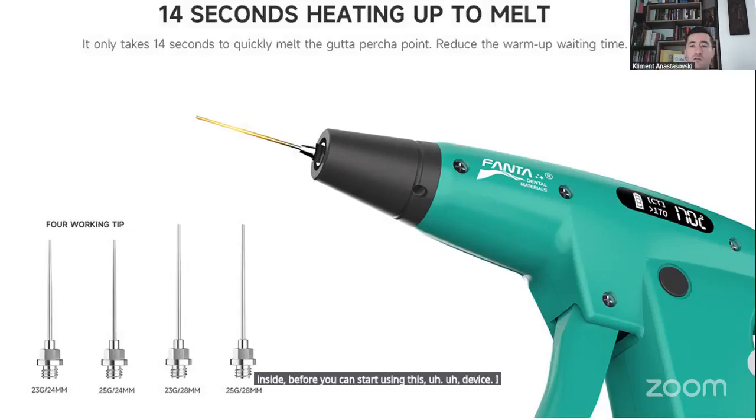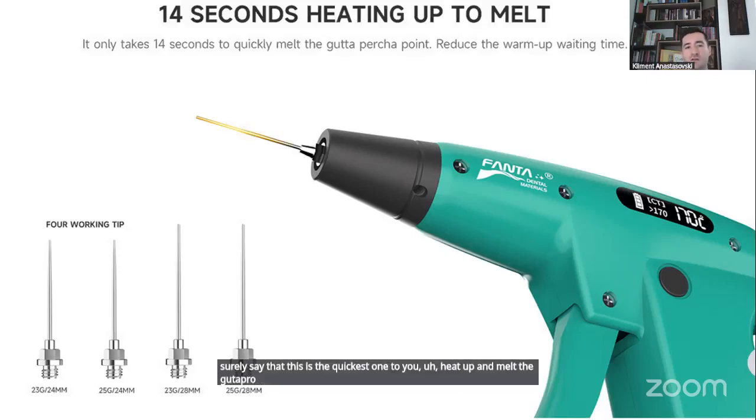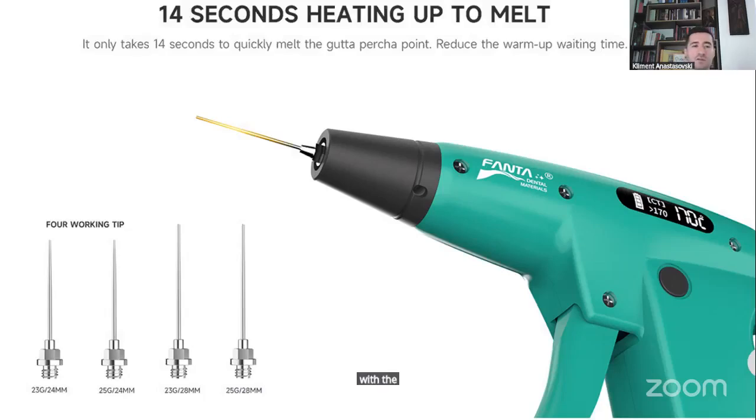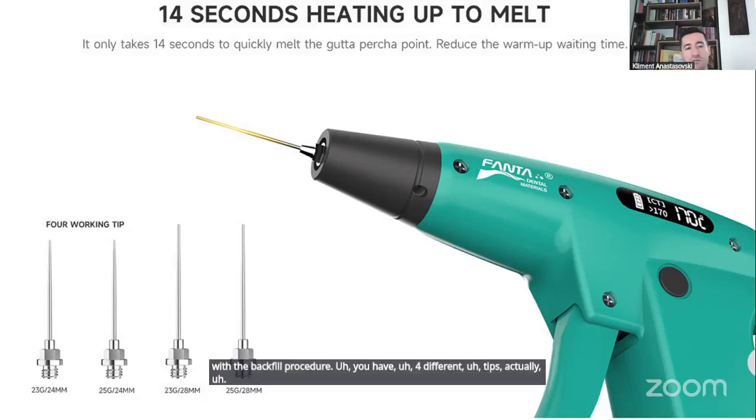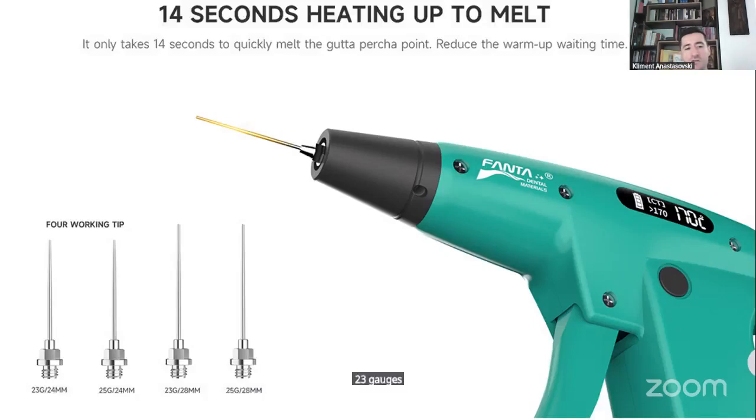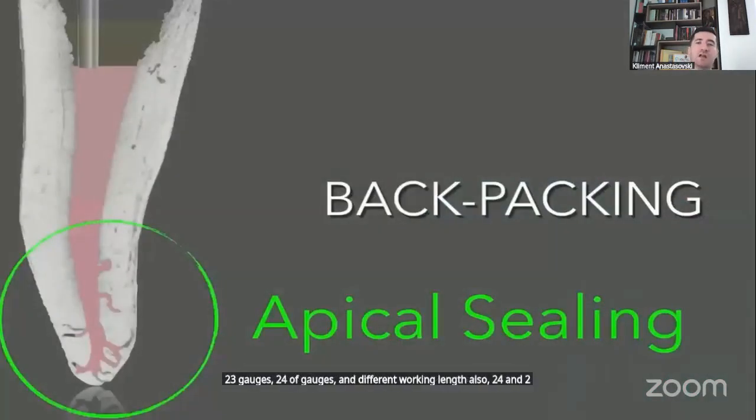I've used a lot of different devices for backfill, but I can surely say that this is the quickest one to heat up and melt the T-X before I start with the backfill procedure. You have four different tips actually with 23 gauges, 25 gauges, and different working lengths also, 24 and 28 millimeters.